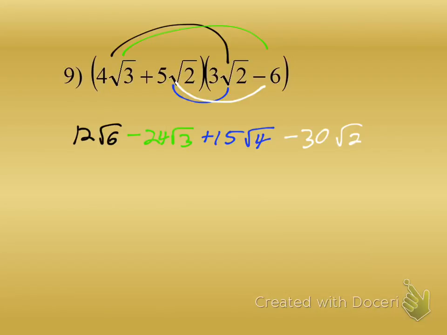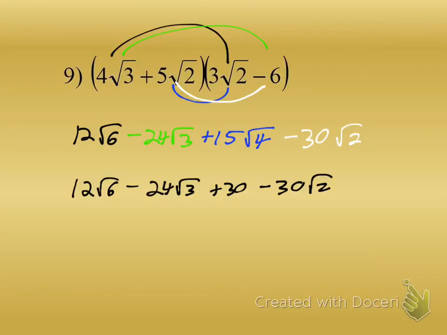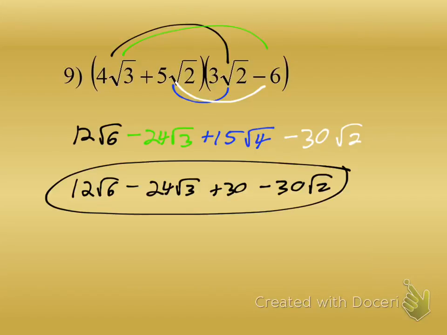Which radical should simplify? The square root of 4. Because the square root of 4 is what? 2. So what does that term become if we're going to multiply it by 15? 15 times the square root of 4, the square root of 4 becomes 2, so it becomes 15 times 2, which gives me 30. So 12 rad 6 minus 24 rad 3 plus 30 minus 30 square root of 2. And that's it, because there's no like terms amongst those. Okay?